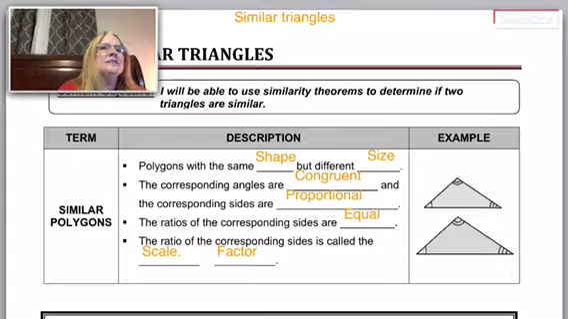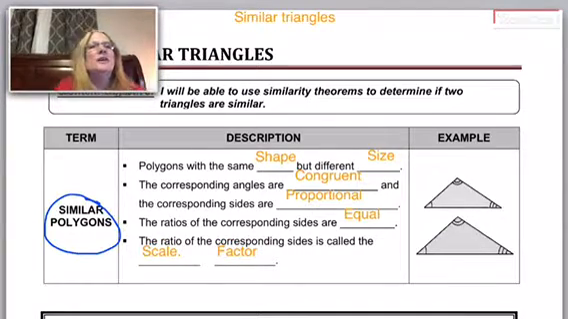The name of this lesson is Similar Triangles. It's a little long, so it's probably going to be in two parts. But we just finished talking about similar polygons. And we said polygons are similar. They have the same shape, but a different size.